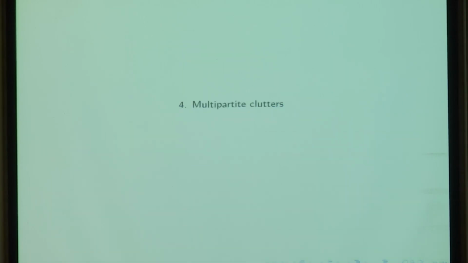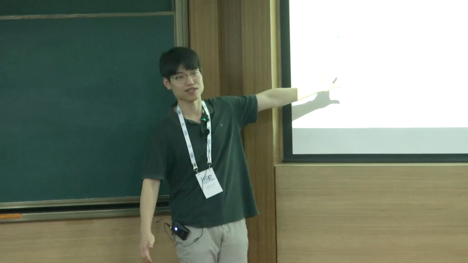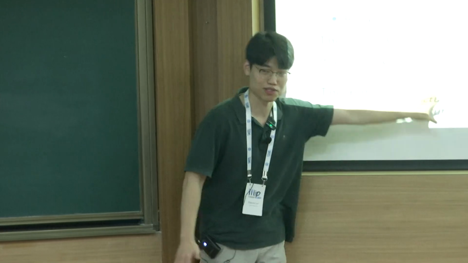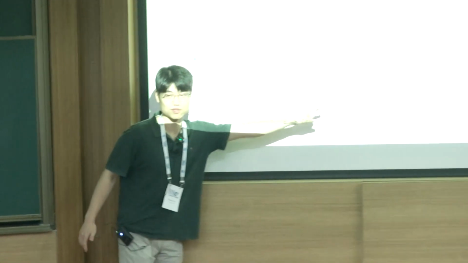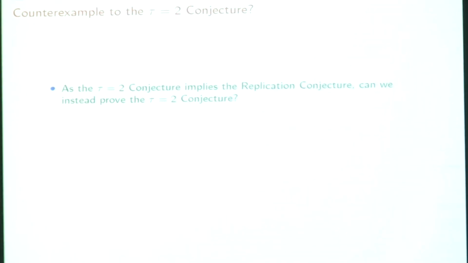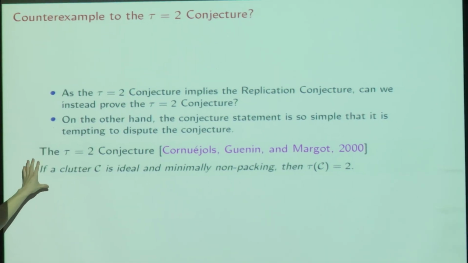So now it's time to wake up. I have 10 more minutes. So I guess the last part is about how to tackle the tau equals 2 conjecture. I had an intuition that this is kind of too arbitrary and the tau number is too small, so maybe you can find a counterexample. That's our initial motivation. So we were trying to look at this tau equals 2 conjecture.